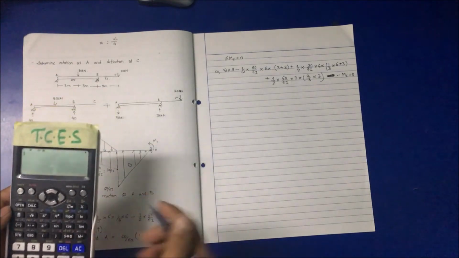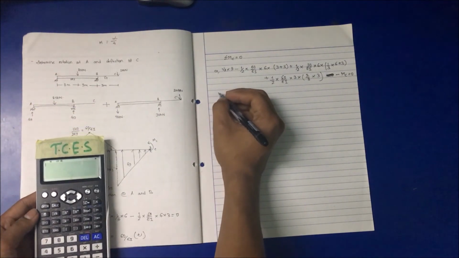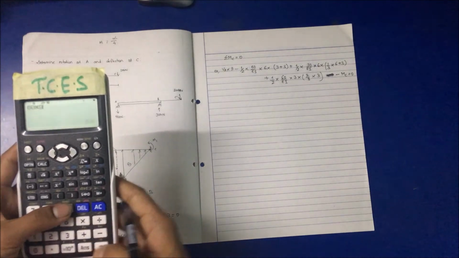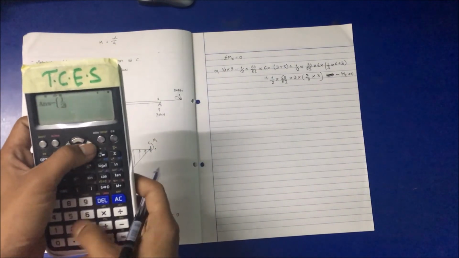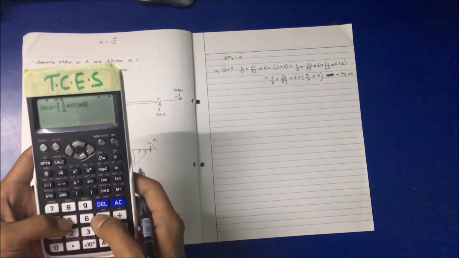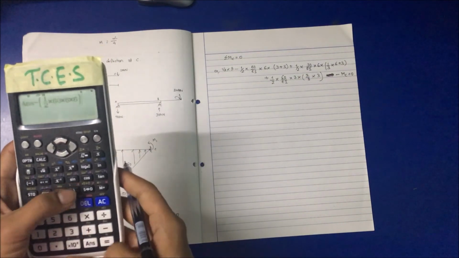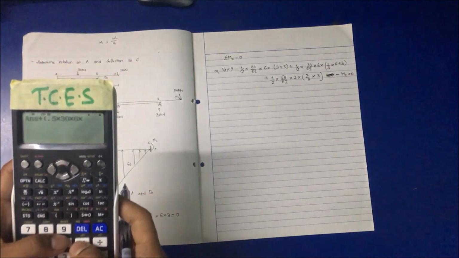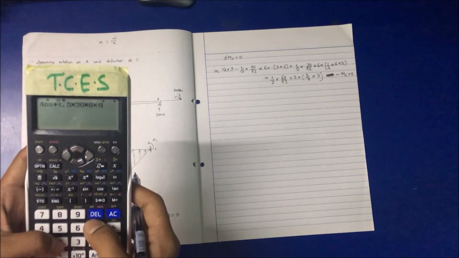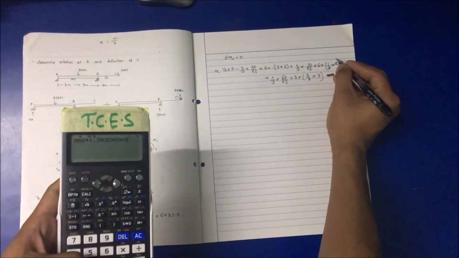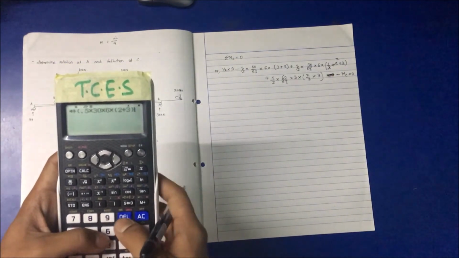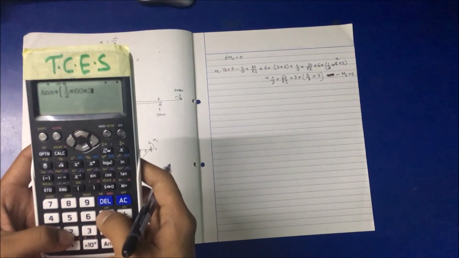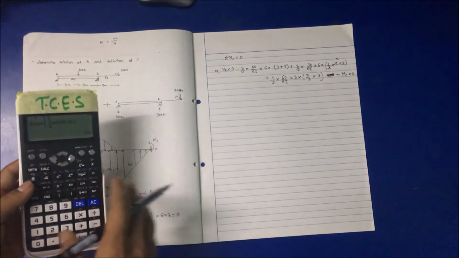Now calculate this. VA is equal to 60 by EI, so 60 into 9 minus 1 by 2 into 60 into 6 into 6, plus 0.5 multiplied by 30 into 6 into 1 by 3, that is 2 plus 3, plus 1 by 2 multiplied by 60 into 3 into 2. So this gives me 90.